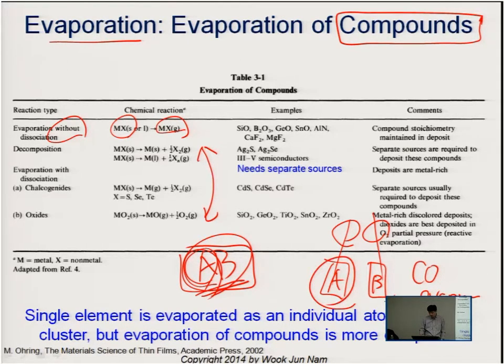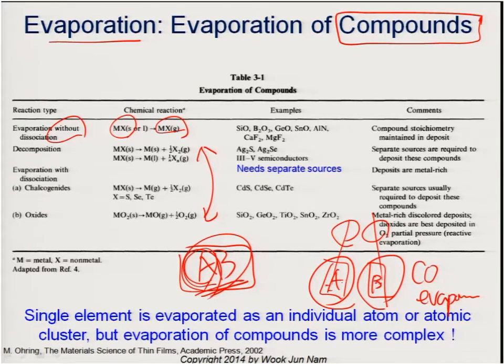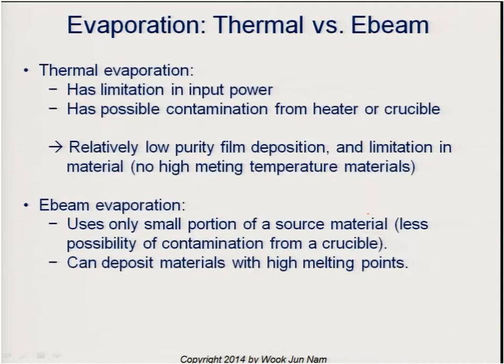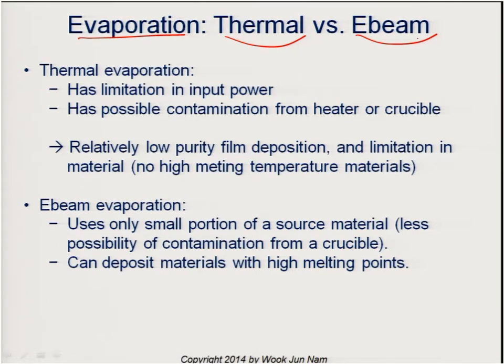So we can use a different kind of temperature. If we want to have a one-to-one stoichiometry, we just try to make the evaporation rate one-to-one. Using that way, we can make a compound deposition using the evaporation techniques. So for the evaporation, let's directly compare thermal and E-beam evaporation.